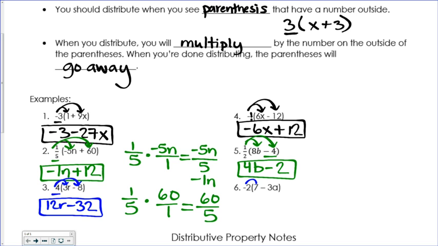And -2 times 7 is -14. -2 times a -3a is a +6a. All right, there's your refresher on distributive property. Tomorrow we will be solving them with equations.